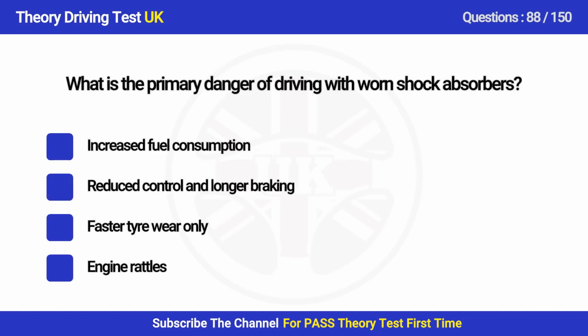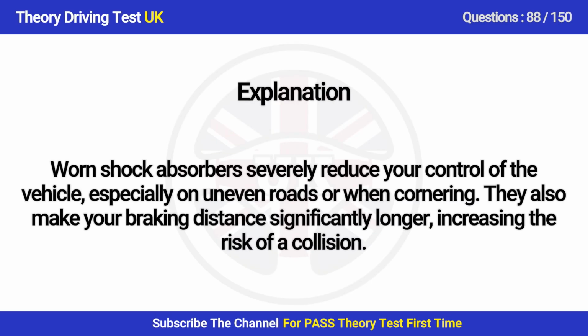Question 88. What is the primary danger of driving with worn shock absorbers? A. Increased fuel consumption. B. Loss of control and longer braking. C. Faster tire wear only. D. Engine rattles. Answer is B. Loss of control and longer braking. Worn shock absorbers severely reduce your control of the vehicle, especially on uneven roads or when cornering. They also make your braking distance significantly longer, increasing the risk of a collision.